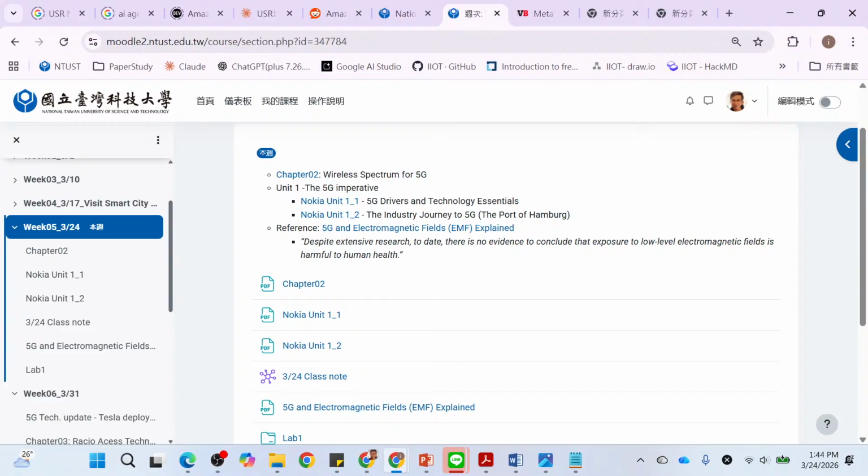So today we are going to start with chapter 2. Chapter 2 is talking about the wireless spectrum for 5G.